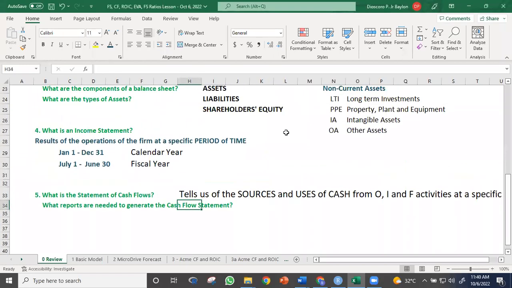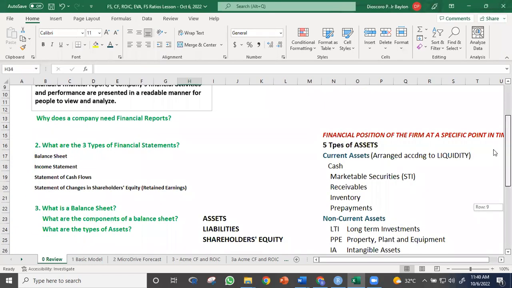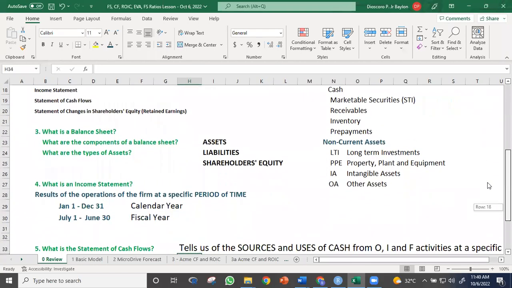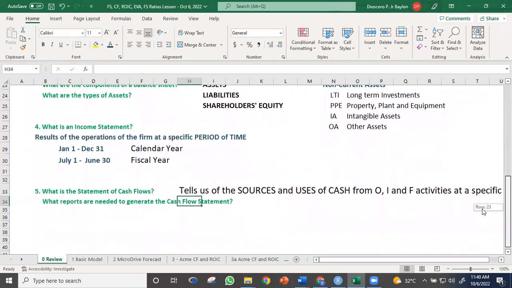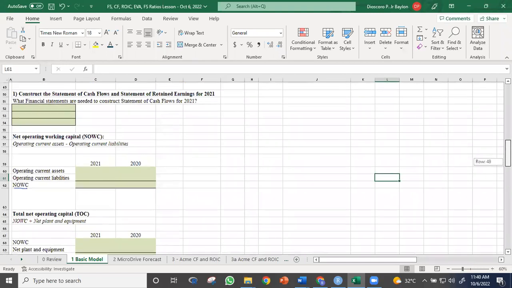All right. Any questions so far, guys? Quick review lang to ng mga financial statements generated by a company or financial reports. So you have the balance sheet, you have the income statement, and you have the statement of cash flows. And for the fourth one, maybe we'll do an example of that statement of changes in shareholders' equity or statement of changes in retained earnings. All right. So for the next sessions, we're going to learn more about these financial statements. Quick review lang din kasi I'm sure you have encountered this in your accounting subjects.